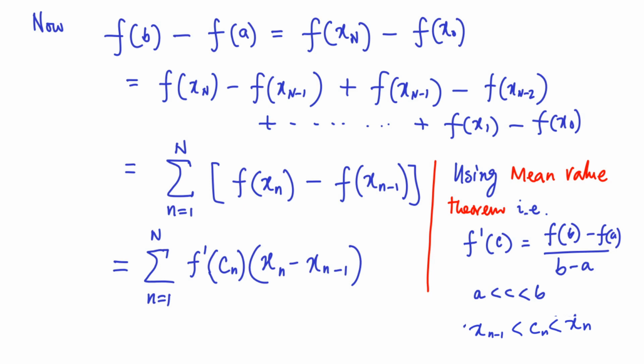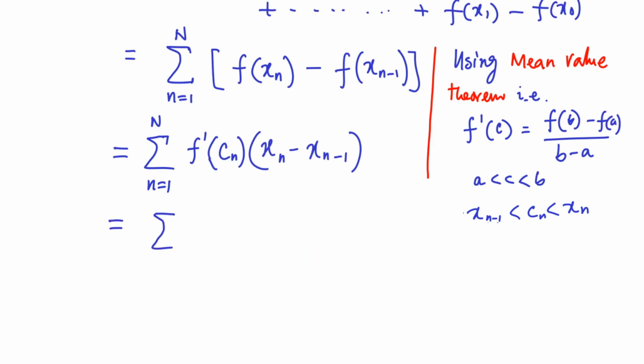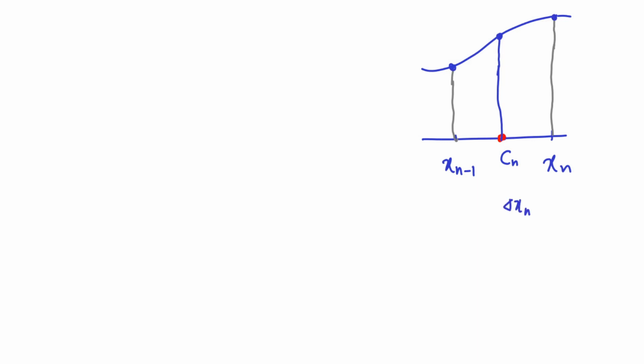Now it is given f prime of cn is equal to capital F of cn. Now as you can see it here, we can express f of b minus f of a as summation over n equal to 1 to capital N of F of cn times delta xn, where delta xn is equal to xn minus xn minus 1. Now if you look at the sketch here, then you can see that cn is a point in between xn minus 1 and xn.